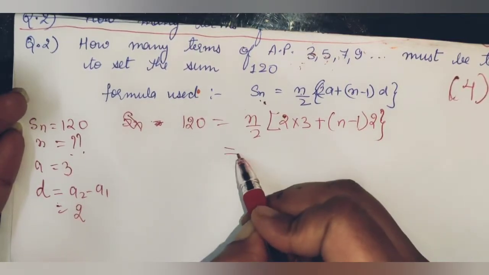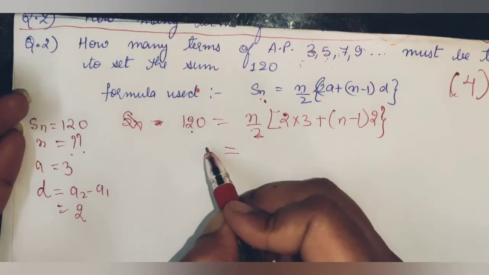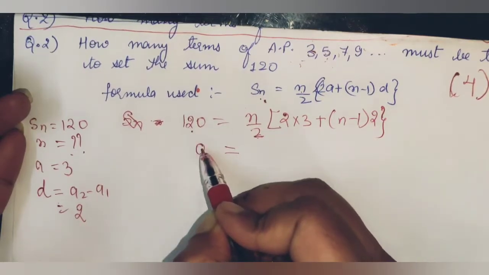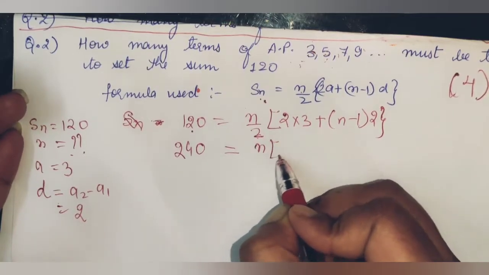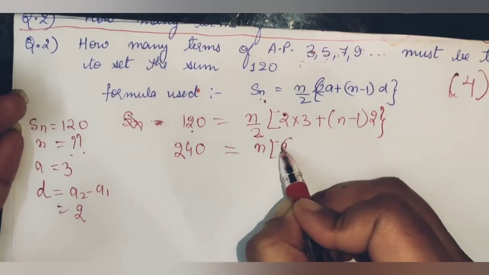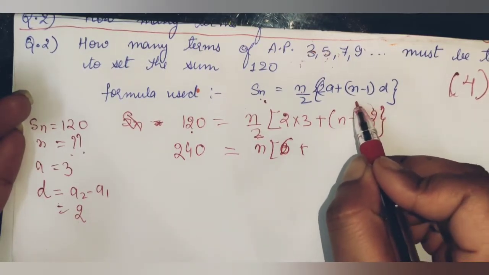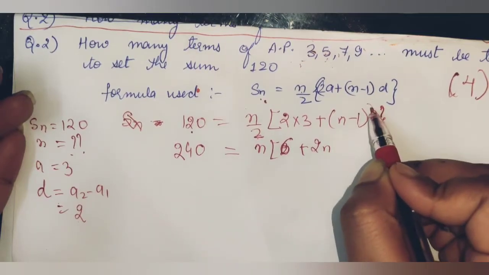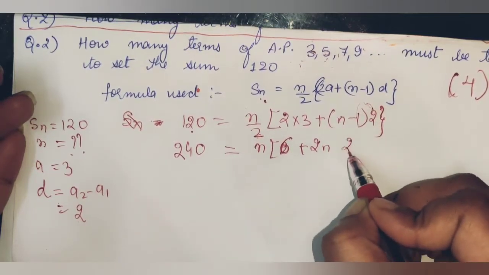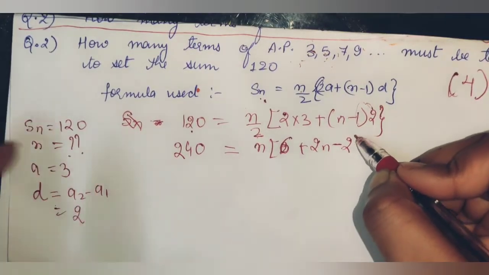Now open the bracket. You can transfer this 2 to this side also. So this becomes 240, and here 2 into 3 is 6 plus, now open this bracket, 2 will be multiplied with n, so 2n, 2 will be multiplied with 1, so it is 2, and in between you have to put the sign.